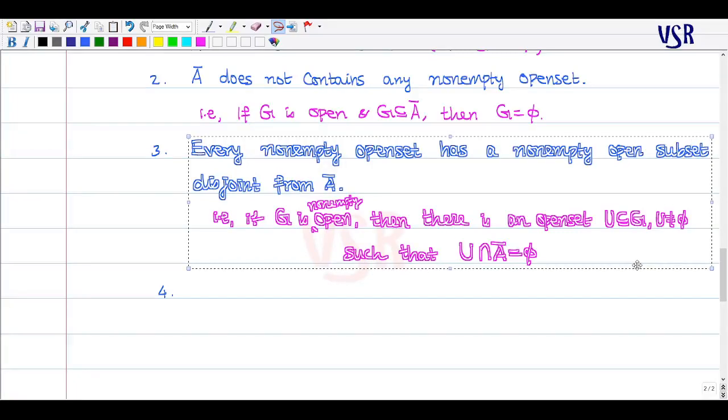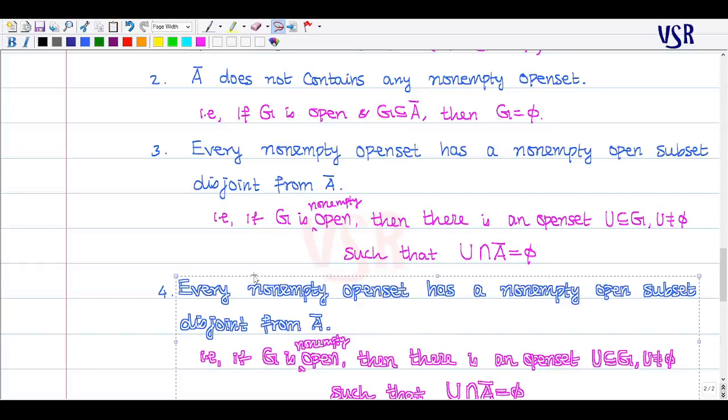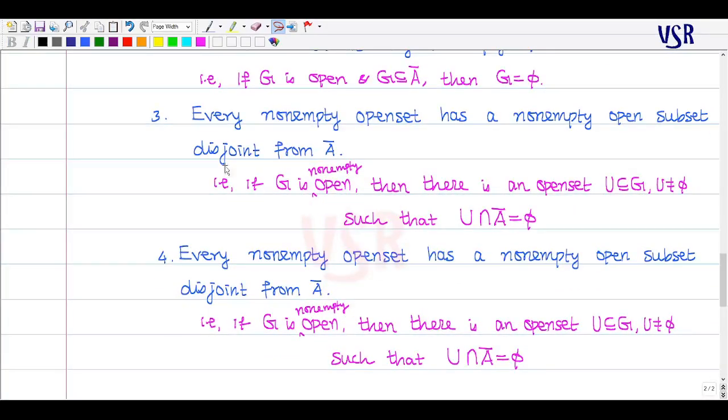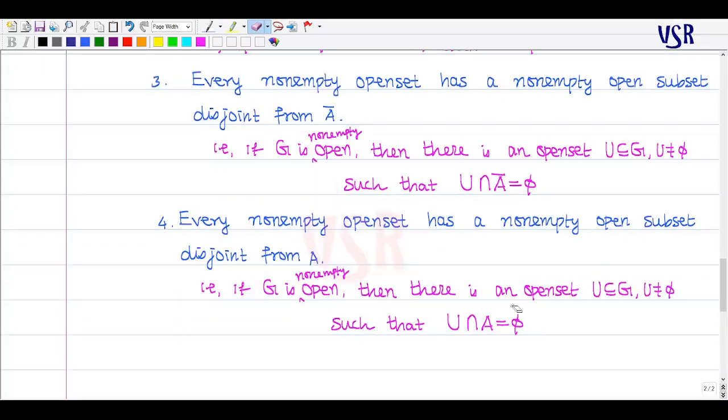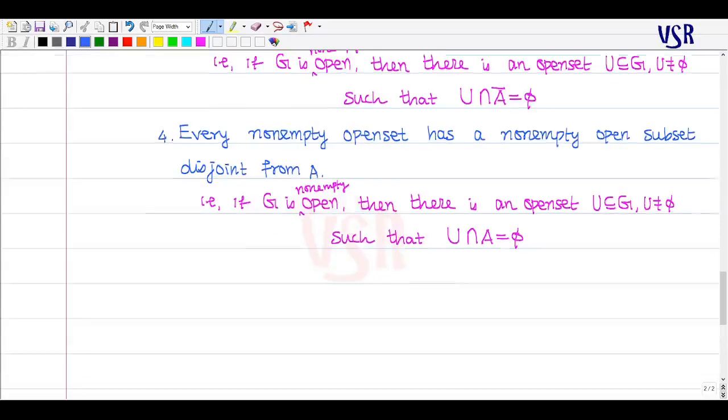Every non-empty open subset has a non-empty open set which is disjoint from A. Okay, which is disjoint from A. அவ்வளவுதான், வேற ஒண்ணுமே இல்லை. மேல A closureல இருக்கு, இங்க A ல இருக்கு, அவ்வளவுதான். ஓகே, சோ இங்க எழுதும்போது there exists some open set which is disjoint from A. ஓகே, நாலாவது பாயிண்ட் முடிஞ்சிருச்சு. அஞ்சாவது பாயிண்ட் என்னது அப்படின்னா we are going to write this.